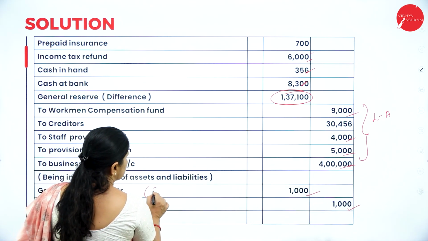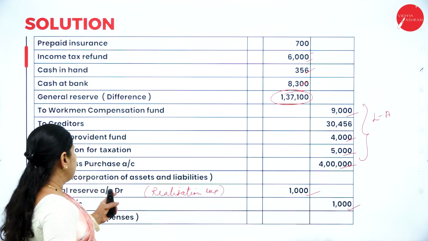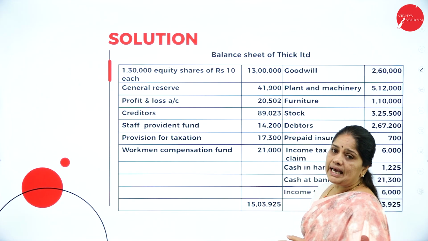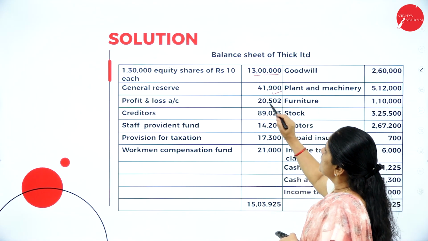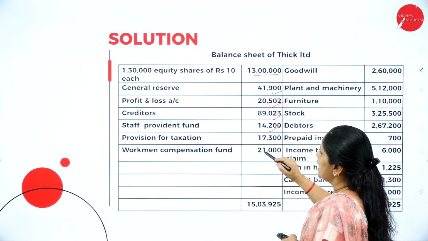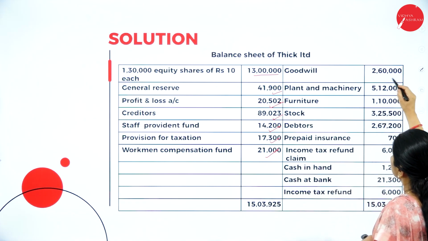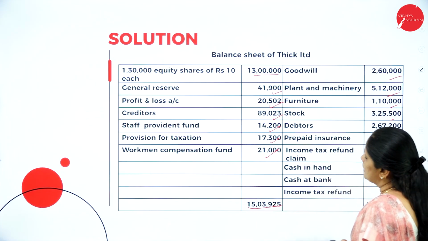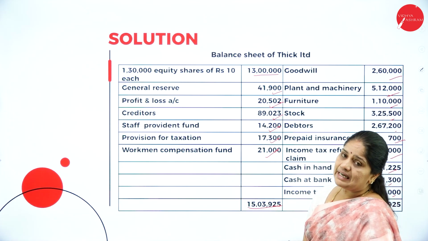So this 1,000 is nothing but the realization expenses which are being paid. So the realization expenses we will be writing as general reserve account debtor to bank account. Then the next one, we have the balance sheet here. So 1,30,000 equity shares of rupees 10 each, 13 lakhs, general reserve, profit and loss account, creditors, staff provident fund, provision for taxation, workman compensation fund. So as it is, we write everything. So the same way, the goodwill, machinery, furniture, stock, debtors, prepaid insurance, income tax refund, cash in hand, everything. So it comes up to 15,03,925.